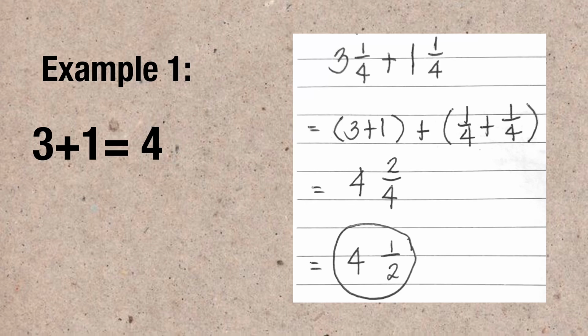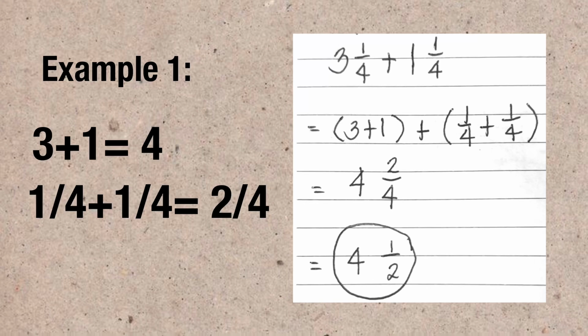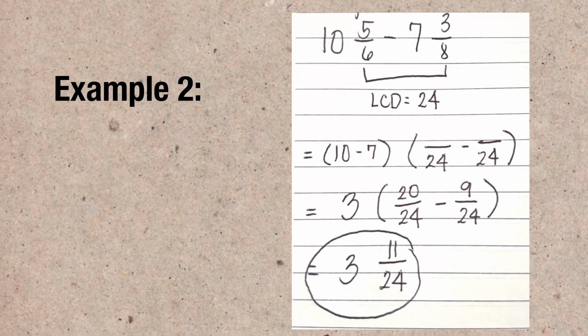Then, add the fractions. 1/4 plus 1/4 equals 2/4. Then, reduce the answer to lowest terms. 4 and 2/4 becomes 4 and 1/2. Okay, now let's try subtraction. Subtract 10 and 5/6 minus 7 and 3/8.